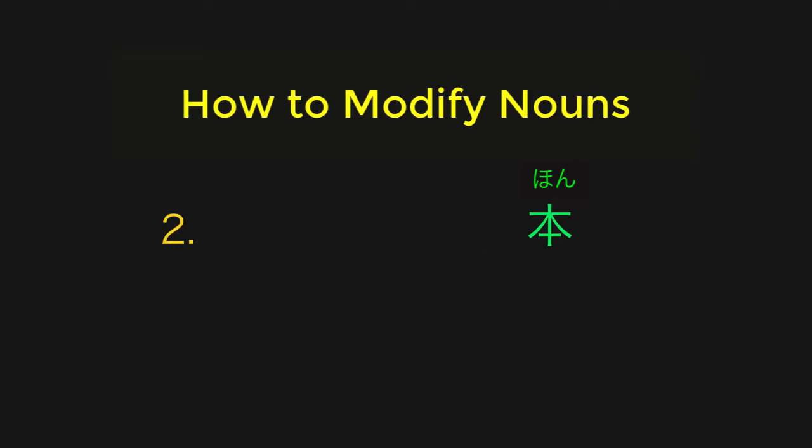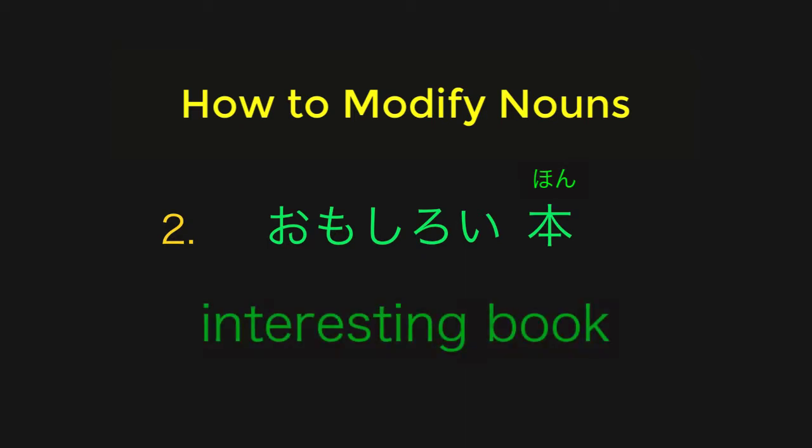The next way is to add an adjective. There are 2 types of adjectives. The first is the I adjective group. And I'm going to give an example of an I adjective. Omoshiroi. They end in I. Thus we call them I adjectives, and they stand directly in front of the noun we're modifying without any particle in between. So we get omoshiroi hon, an interesting book.